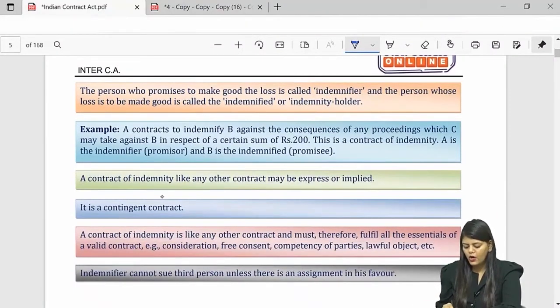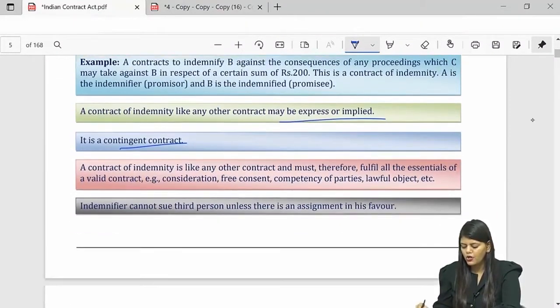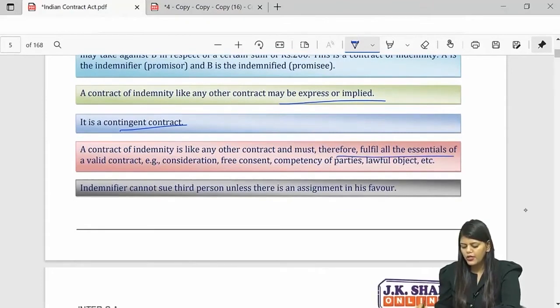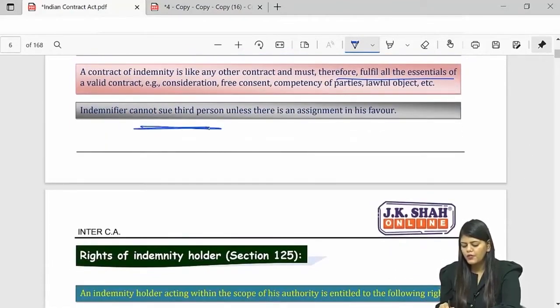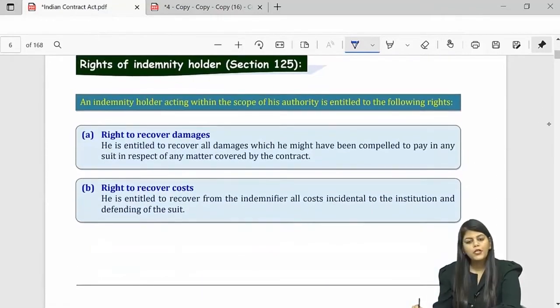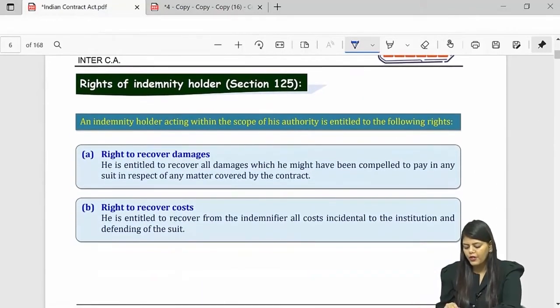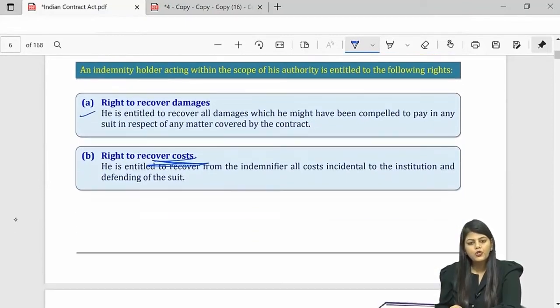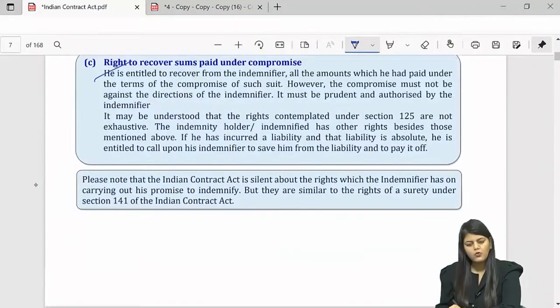Then it's like a contract, it's a contingent contract, it should fulfill the essential elements. You cannot sue a third person unless there is an assignment. Next page you will find section 125. You can claim damages, you can claim the cost of litigation, compromise amount and so on.